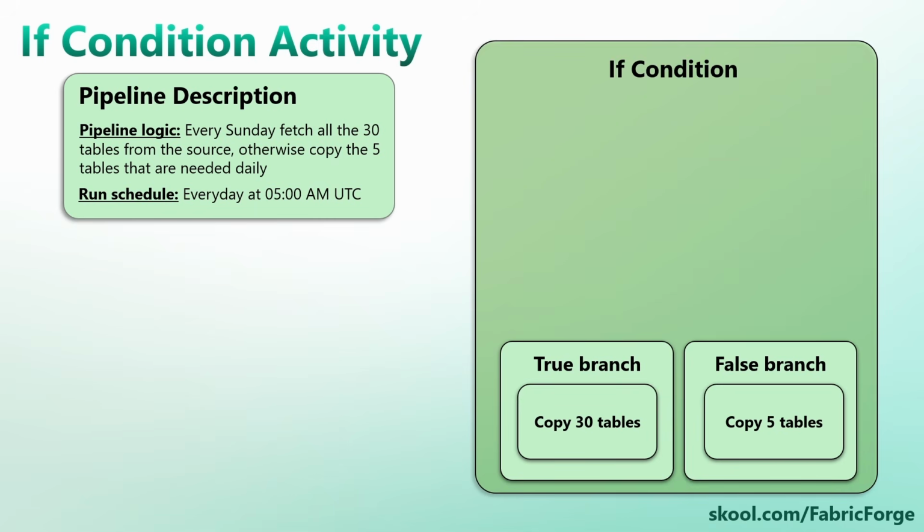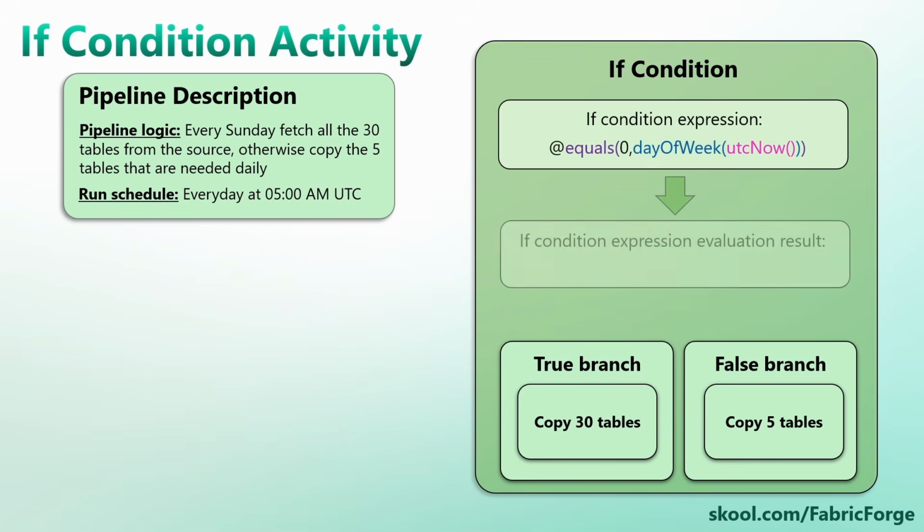In our true branch we have the logic to copy all the 30 tables from the source, and then in our false branch we have the logic to copy only those 5 tables that are needed daily. Now we would need to build an expression that would evaluate to true when it is Sunday and false when it is not Sunday. Here we have that expression that would handle this logic for us.